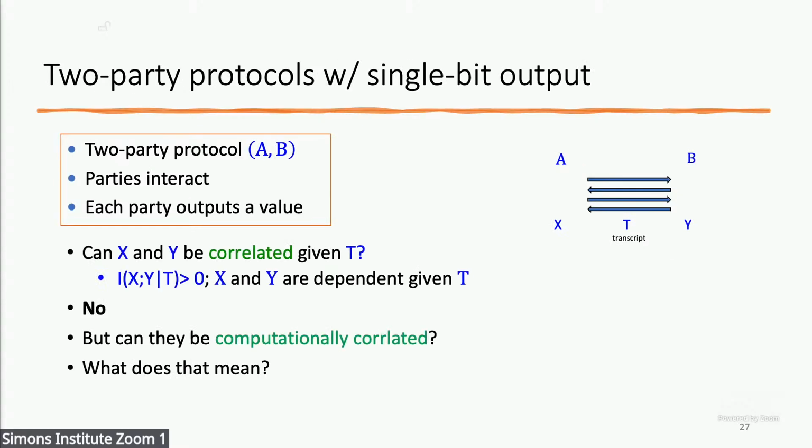So you're saying that the answer to the first question, can X and Y be correlated, is no. The mutual information of the views of the parties, given the transcript, is always zero, unless we have a correlation to begin with. This is not interesting. If you look at the views of two parties after they interact and you condition on the transcript, they are in a product distribution, and therefore they have no mutual information. It's true information theoretically, but we know that there's a difference between the information theoretic world and the computational one. And we're asking, can they be computationally correlated?